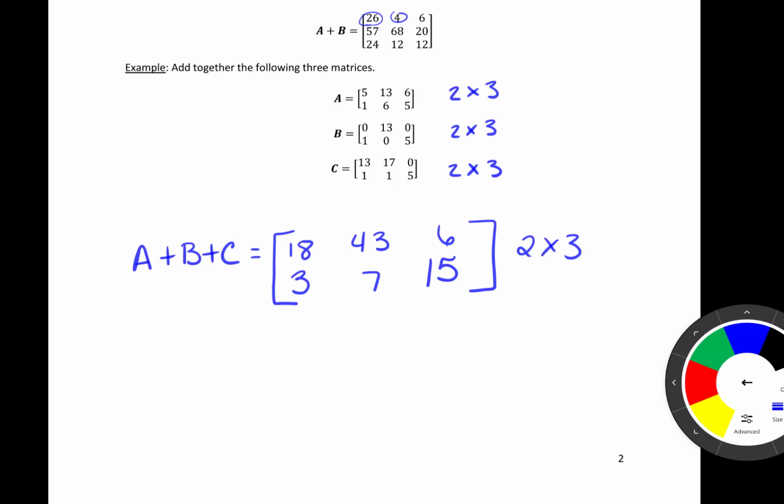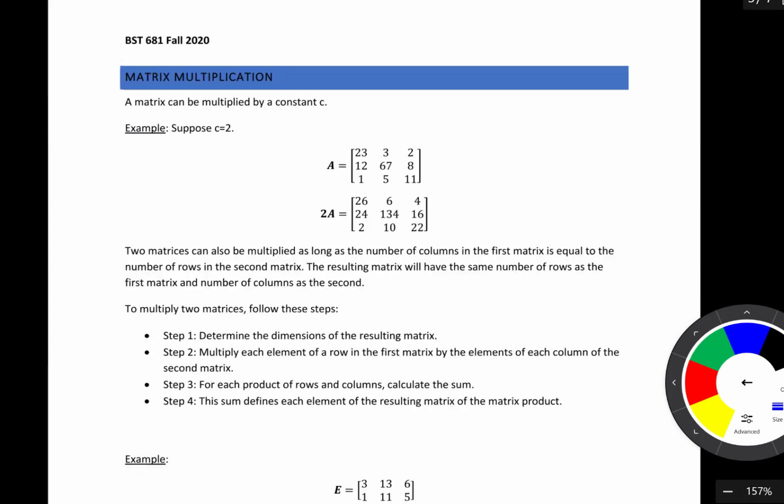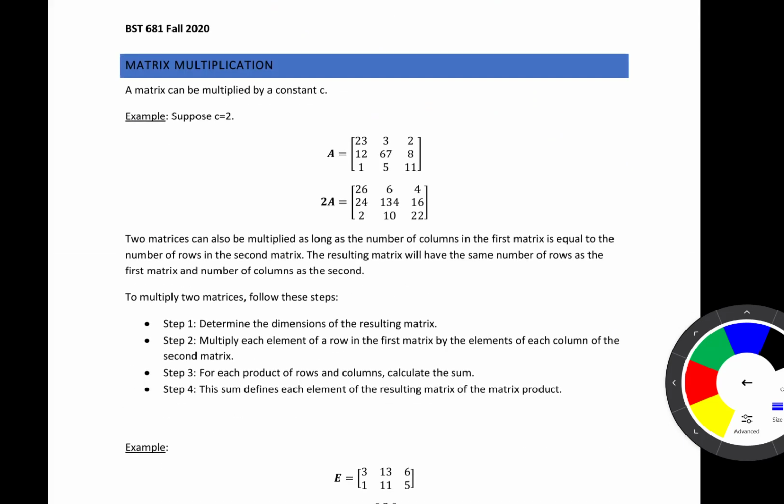In addition to arithmetic, we can also do multiplication. Multiplication for matrices is a little bit more complicated than the arithmetic. We can't just go through and multiply the corresponding elements. It is a little bit different, so we're going to look at some examples.